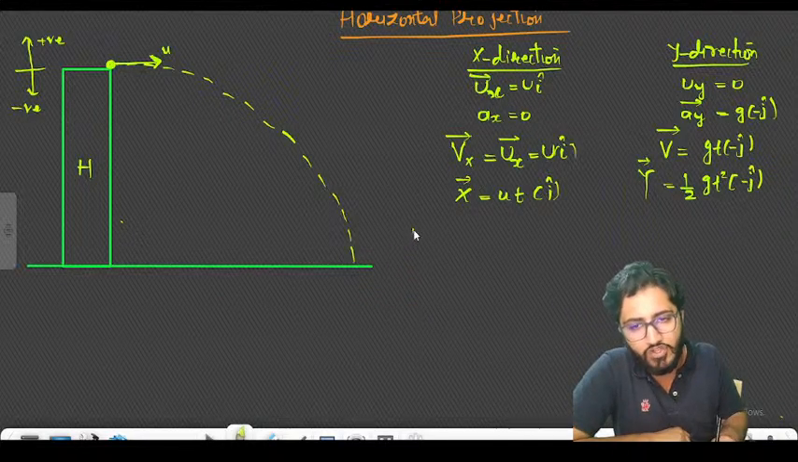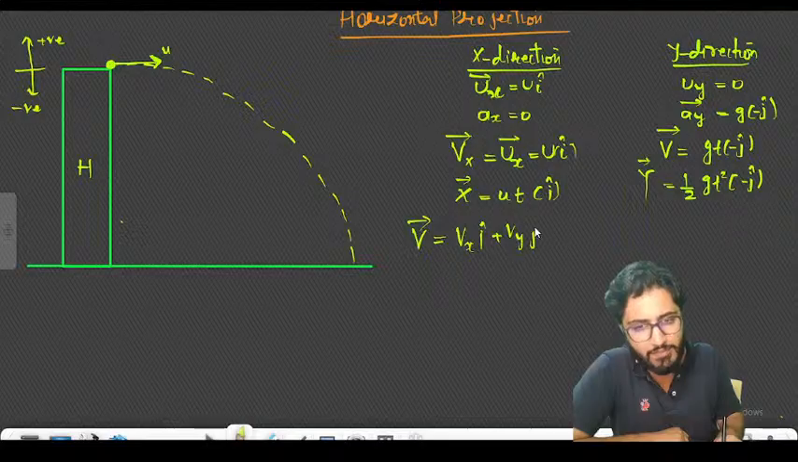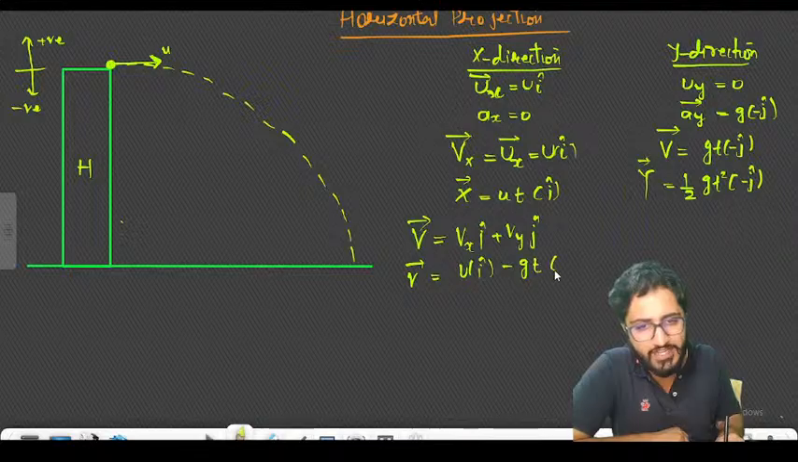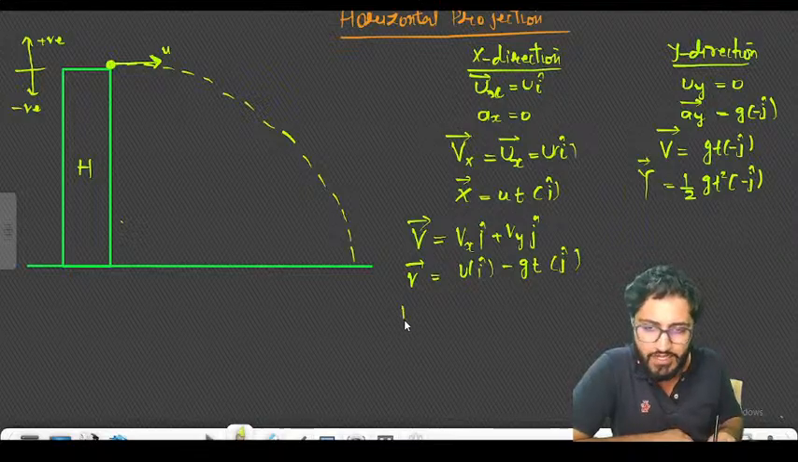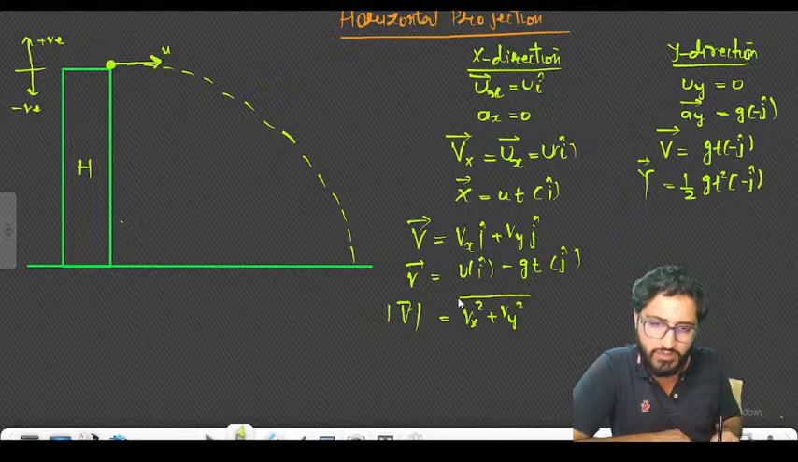So what will be the velocity? We know it. Velocity will be vx i cap plus vy j cap. What is vx i cap? vx is u i only, so I can write u i cap. What is vy? It will be minus gt j cap. Done. And what is its magnitude? You can write square root of vx square plus vy square.